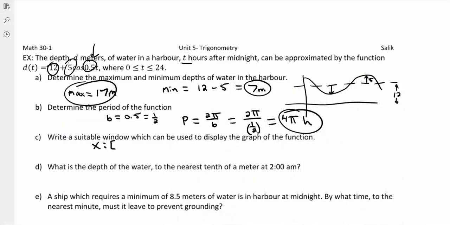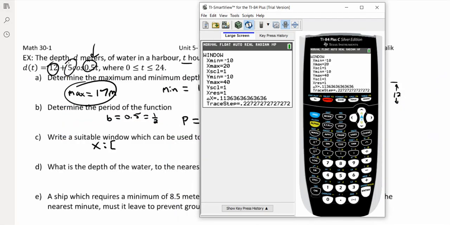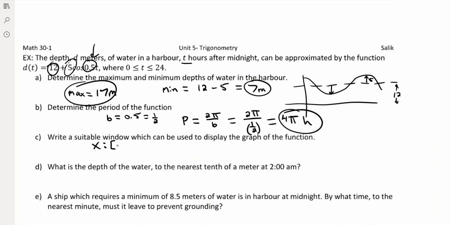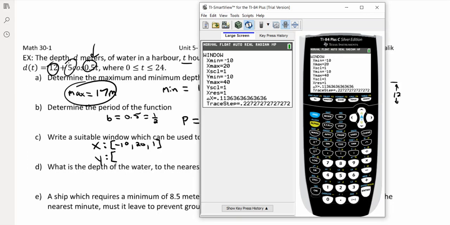So that was, whoop, wrong one. Negative 10, 20. And then the 1 is just my scale. That just means what it's going up by. I don't really care that much about that. If you're using a TI Inspire, you can set that to auto and it just kind of chooses the most appropriate. But we don't really care how many ticks it goes up by. Okay, and then our y would be negative 10, 41.